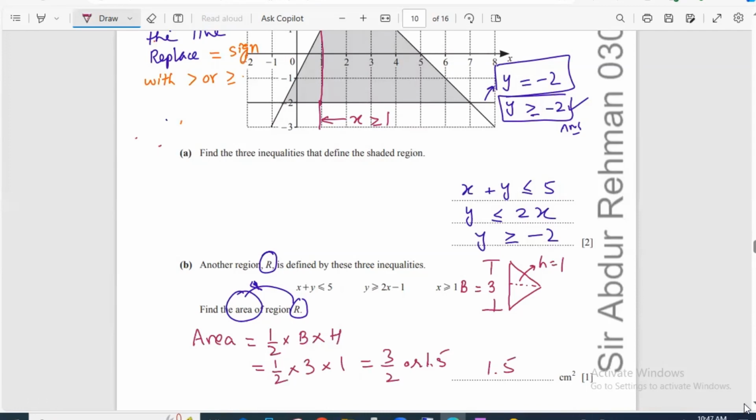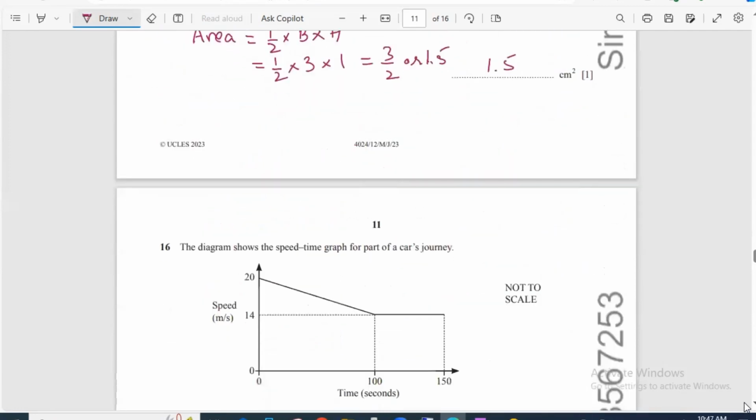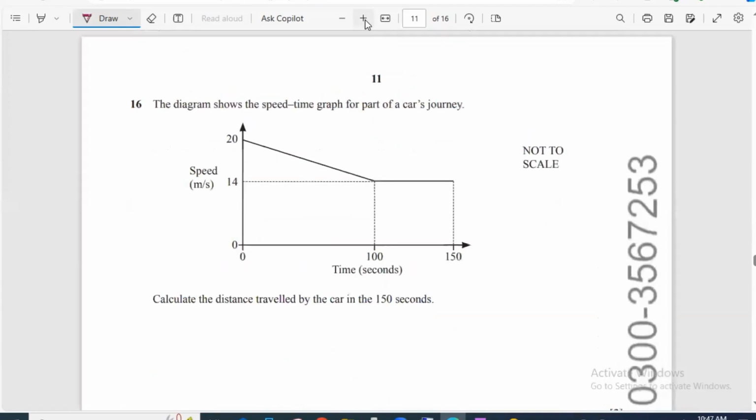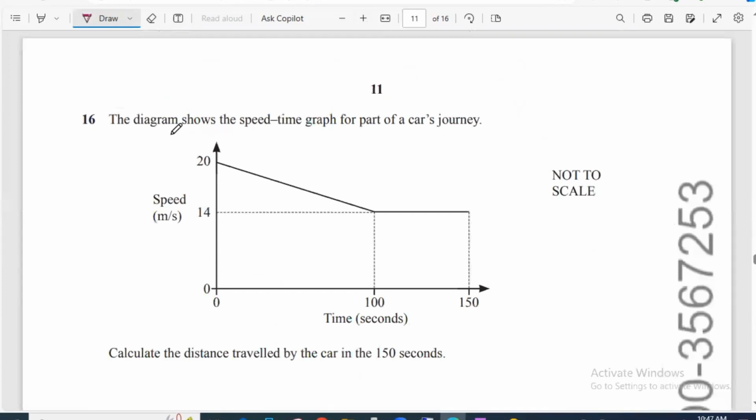Now move on to the next part. This is question number 16. The diagram shows the speed time graph for part of a car journey. Calculate the distance traveled in the 150 seconds. It means you have to find the total distance in the 150 seconds.